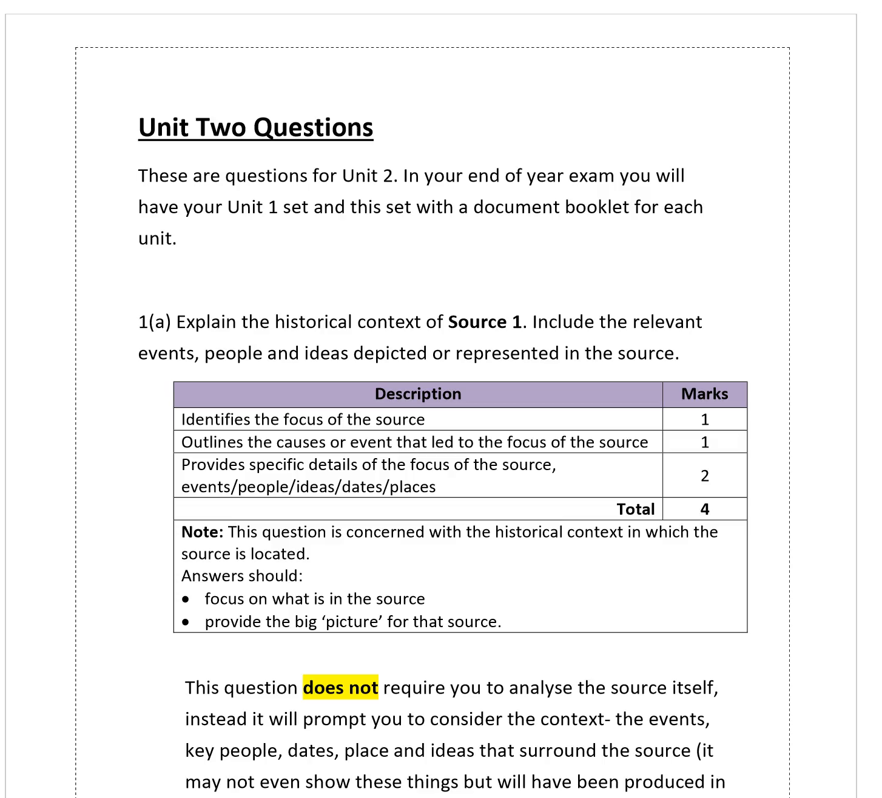Hello and welcome to the lecture on Unit 2 questions. So this is the second set of source questions, set of 5.